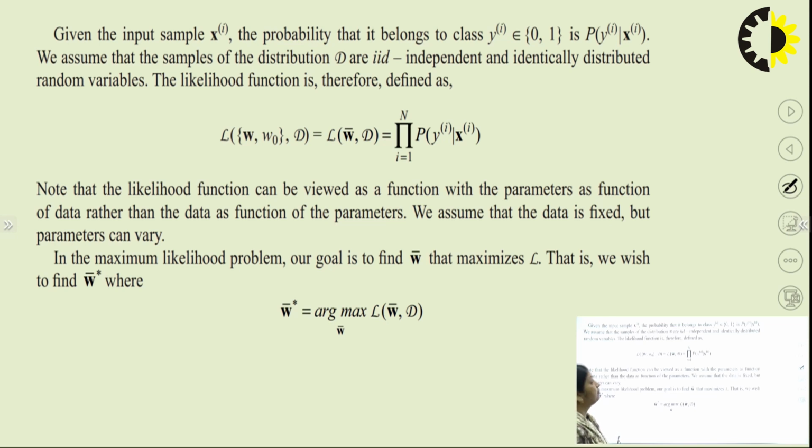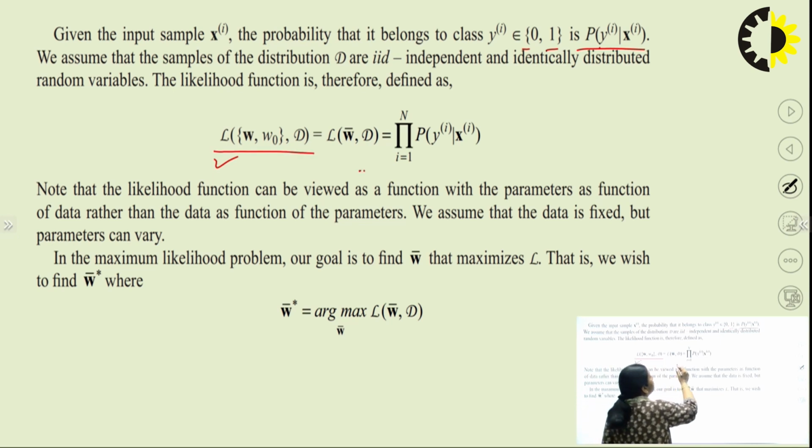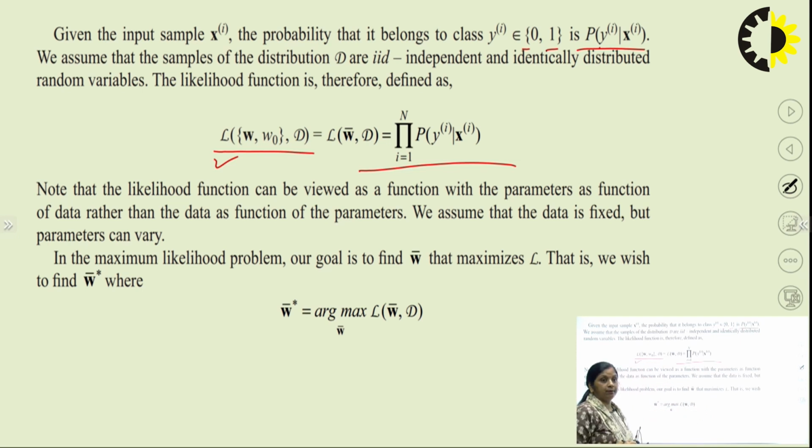Given the input sample xi, the probability that it belongs to yi, where y is 0 or 1, is the probability of yi when xi is observed. So what do we want to maximize? We want to maximize the likelihood. Firstly we will write the likelihood. The likelihood will be the product of all the probabilities, the product of the probability of yi when xi is observed.